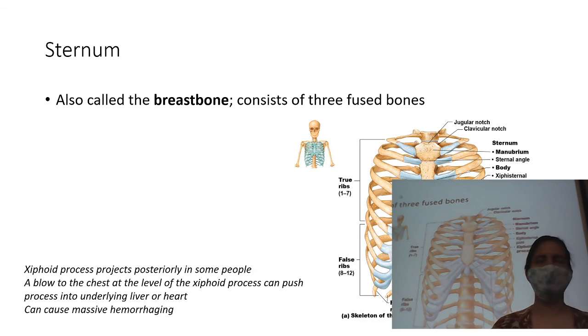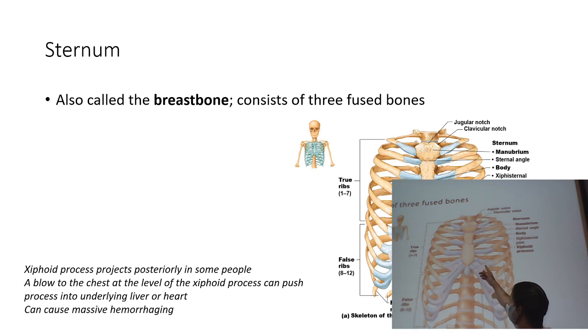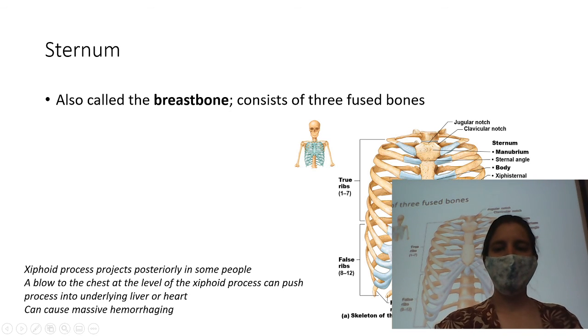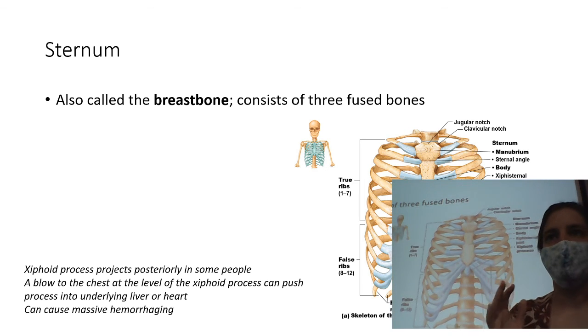People will sometimes call it the breastbone, right? Three fused bones, nice and flat. The xiphoid process is this little bit on the very end. For everybody, it's there at the bottom. For some people, it points back. And amongst other reasons, that's one thing that can be a problem.